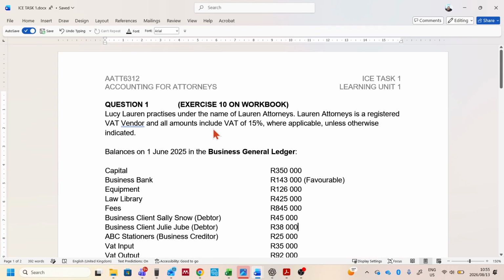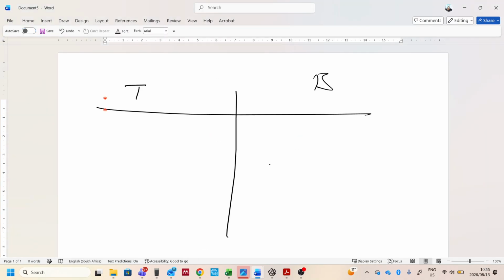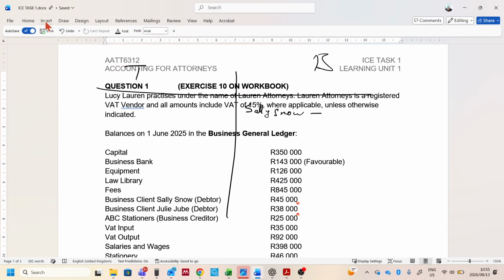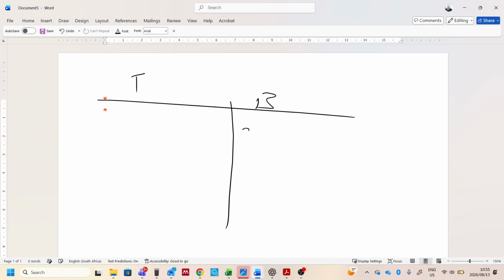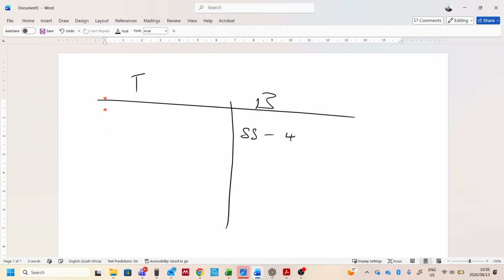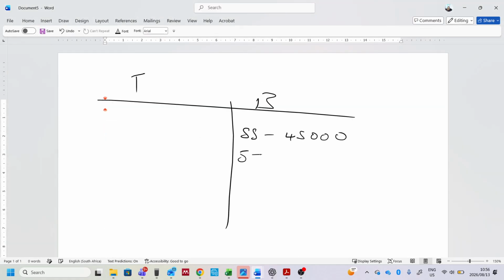So let's go back this side. We had business client Salis No. He owed us 45,000. Okay, I don't know what happened. So it recorded everything on the other side. Trust, business, Salis No, 45,000. Opening balance, Julie Ju. These clients owe us 38,000.